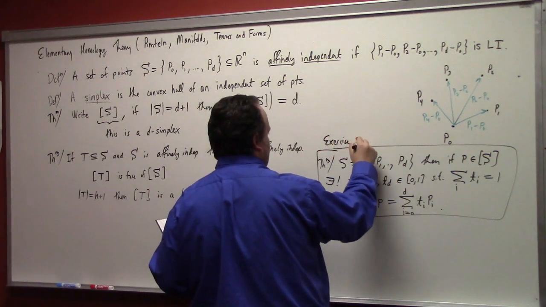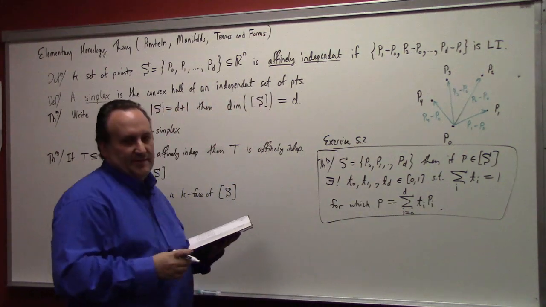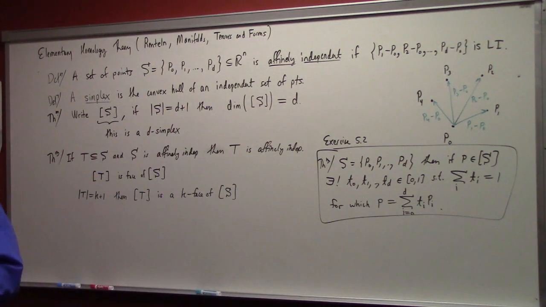which is sort of like the uniqueness of, if you use a set of linearly independent vectors, they form a basis for the span of those vectors, and the coordinates with respect to that basis are unique based on the independence of the vectors. Well, likewise for the set of points, the convex combination that forms a point in the simplex is unique. These are called quote-unquote barycentric coordinates of P.